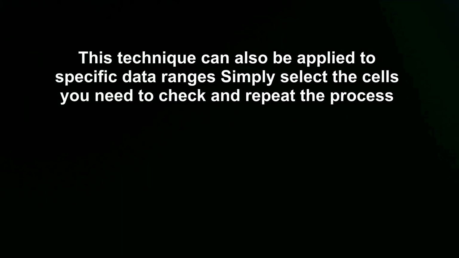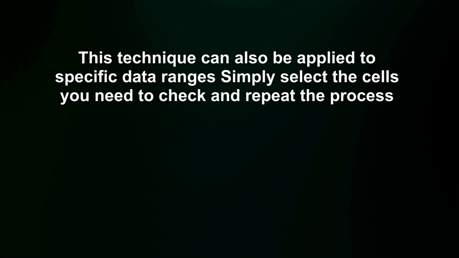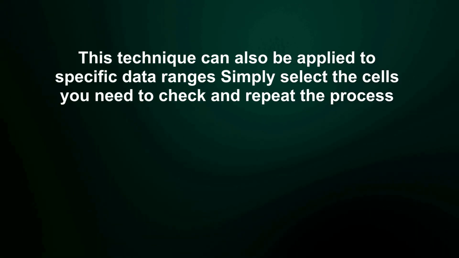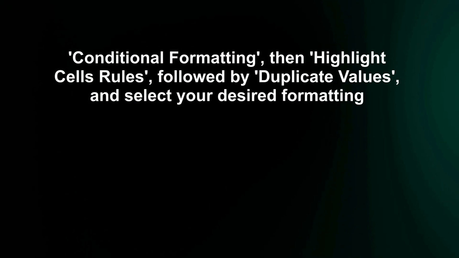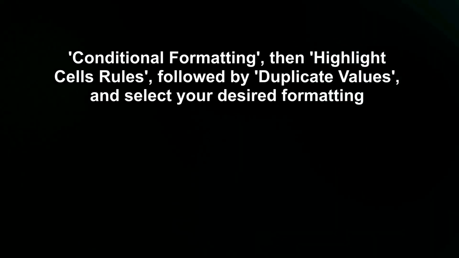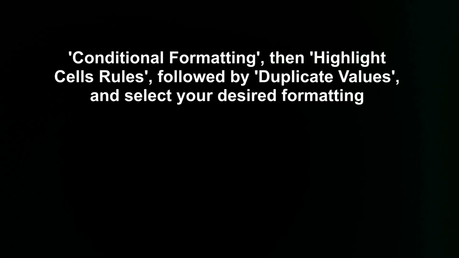This technique can also be applied to specific data ranges. Simply select the cells you need to check and repeat the process. Conditional formatting, then highlight cells rules, followed by duplicate values, and select your desired formatting. And just like that, your data becomes more accurate and organized.